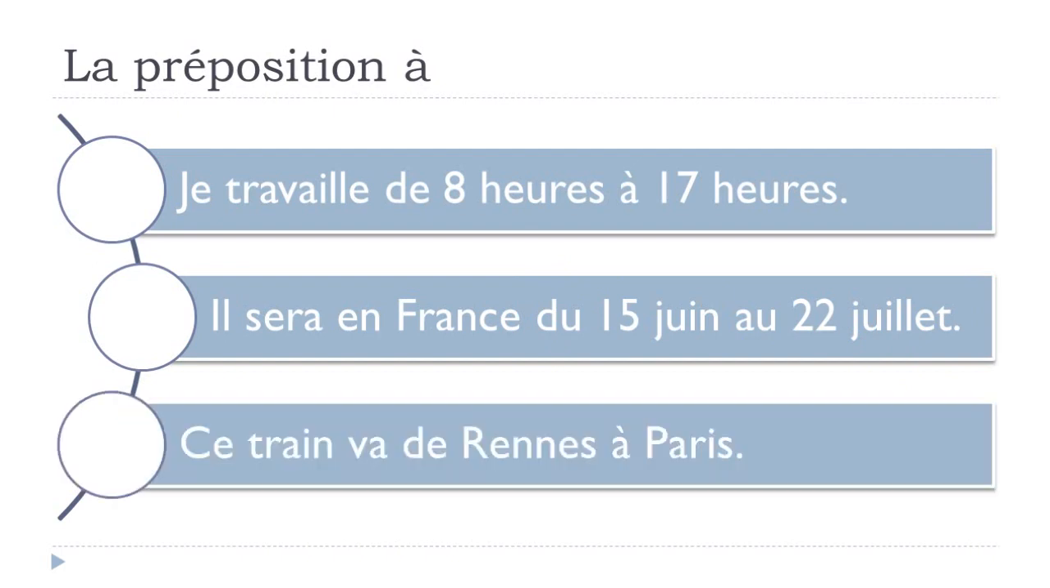And the last example that we can have, ce train, this train, va, so goes, de Rennes à Paris. In that case, we just put the names of the towns, de Rennes à Paris. But the concept is this "to", combined with de, and then remember de with the articles will change, so in that case it would be du. All right?